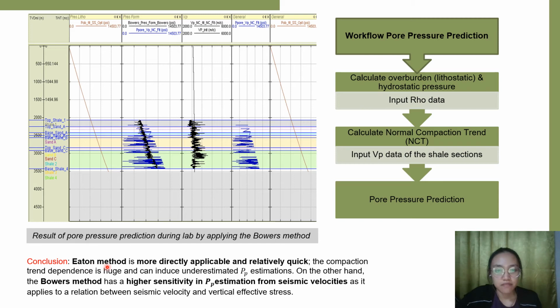So in conclusion, the Eaton method is more directly applicable and relatively quick. On the other hand, the Bowers method has higher sensitivity in pore pressure estimation from seismic velocities. Now I pass the floor to Afika for the seismic attributes for fracture and fault identification.